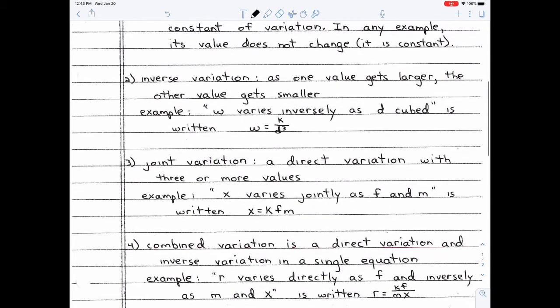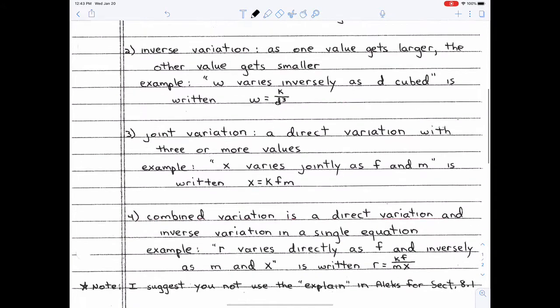Okay. W varies inversely. Okay, so what happens? W varies again as equals k. But if it's inversely, you divide. So it's k divided by d cubed. Okay? And again, I'll go through an example of these eventually.